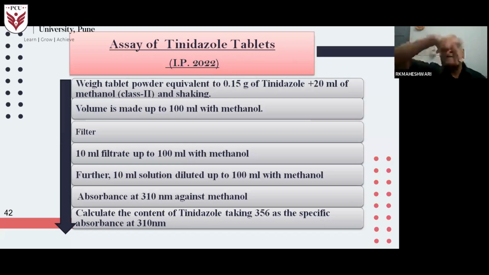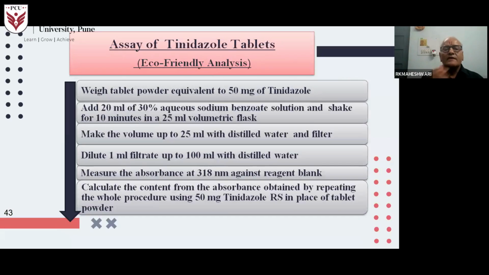Then, after absorbance, using the factor 356, the E1% 1 cm specific absorbance, you can find out the drug. Let me say in brief, what you have done is utilize methanol, an organic solvent, in the IP method. Now, without methanol, we will perform the same spectrophotometric UV analysis. Now, in the hydrotropic method, what will you take? You will take a 25 ml volumetric flask, and transfer such a quantity of powder which contains 50 milligram of indazole.